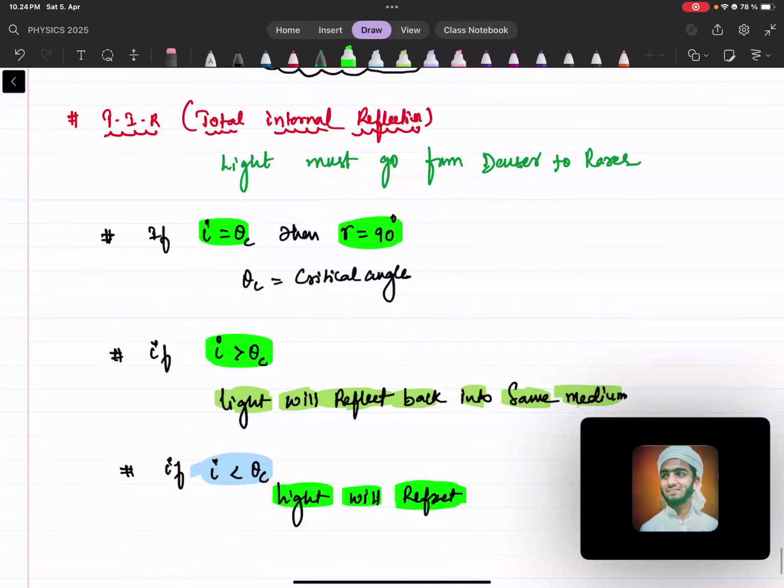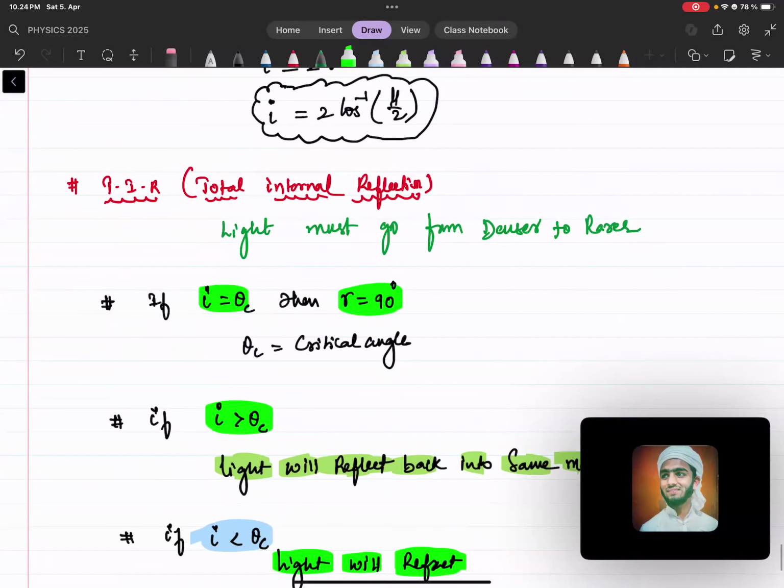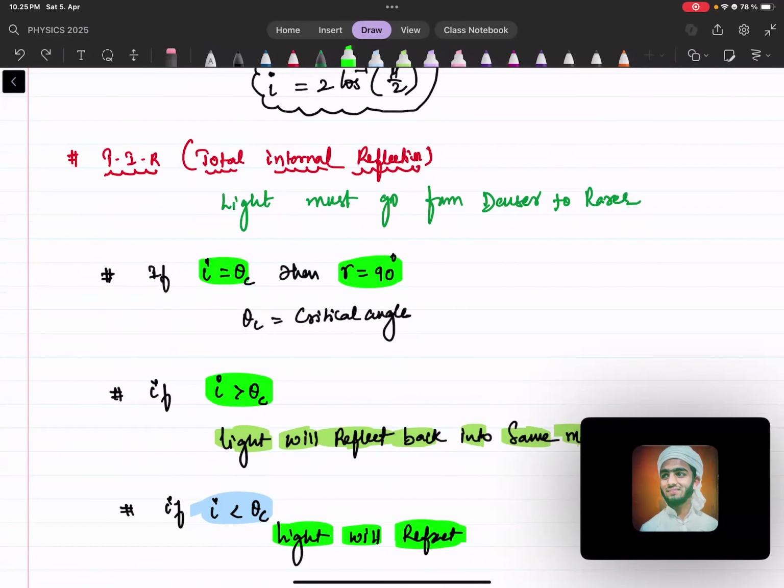That means if I draw roughly the diagram for this one, this is your medium, this is your normal, this is your denser medium, and this is your rarer medium. A ray of light is going from the denser medium like this. So if this angle is equal to the critical angle, that is i is equal to theta c, it is refracted like this. So this angle of refraction will be equal to 90 degrees. Am I clear?